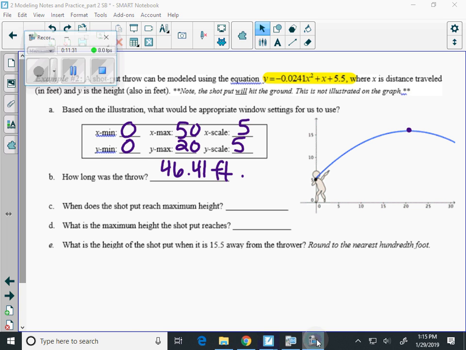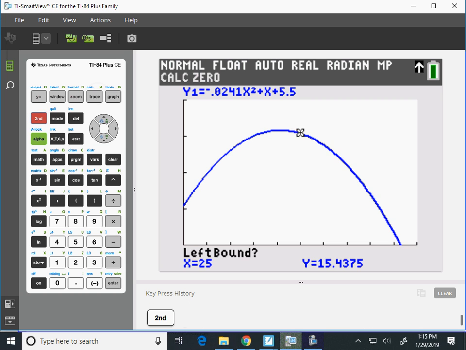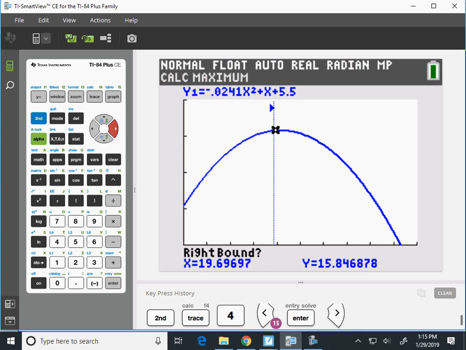So here, just like the last problem, when I'm trying to find the maximum, we'll do second trace, number 4, and you'll bring your cursor a little to the left, and we'll figure out which point is which here. And a little bit to the right. And we get 20.75 and 15.87. You should all get there with your calculator when you trace the max.